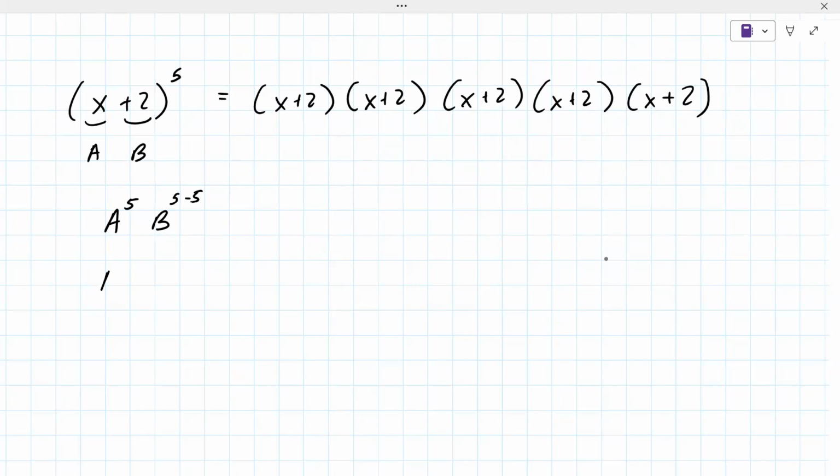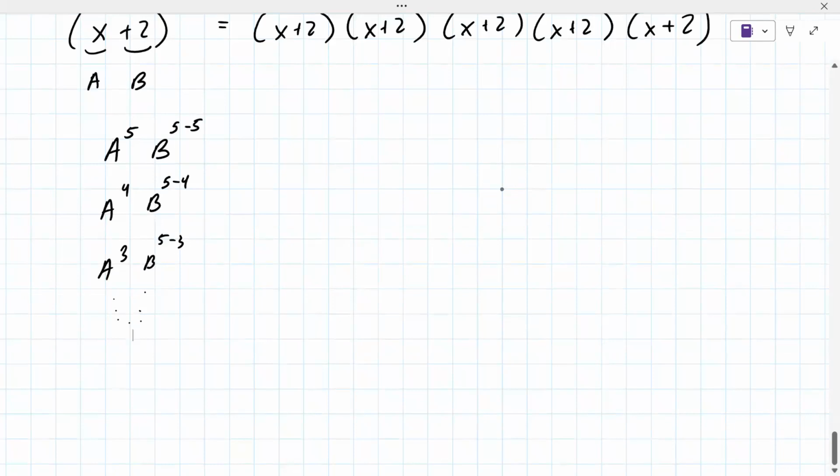Then it's A to the power of 4, B to the power of 5 minus 4, A cubed, B to the power of 5 minus 3, and then so on, okay? So we're going to actually do that for this problem here. I'm going to just rewrite it here. x plus 2 to the power of 5.